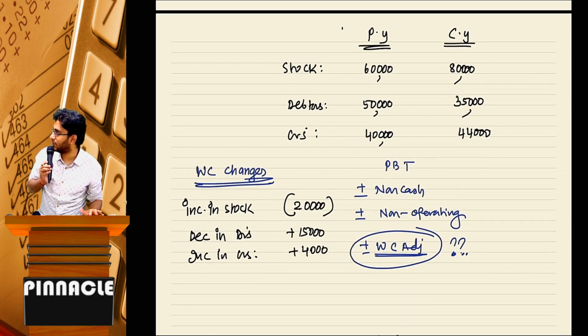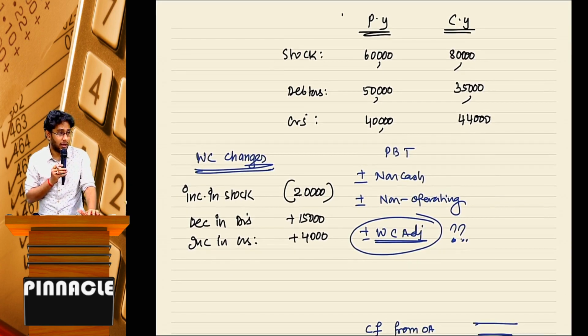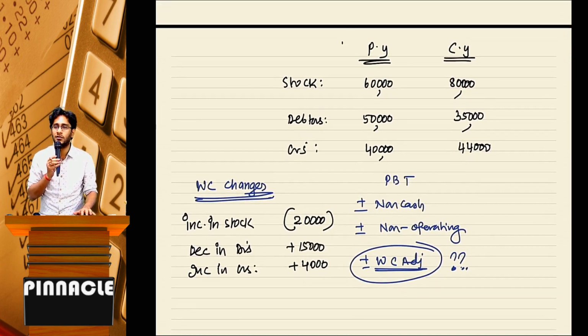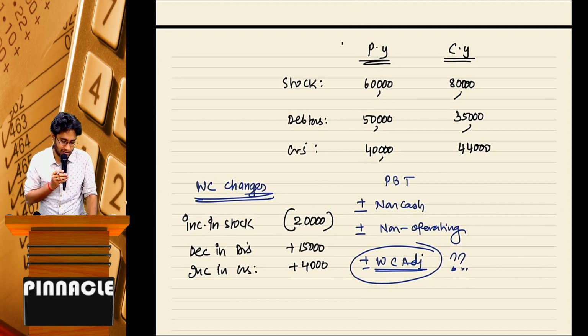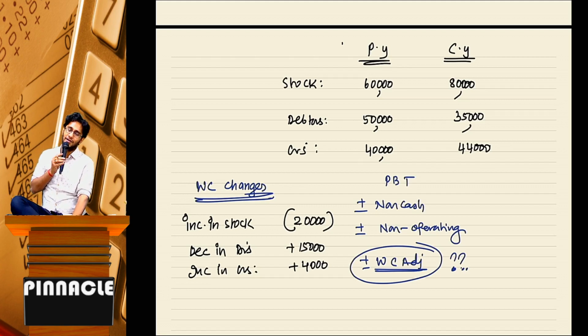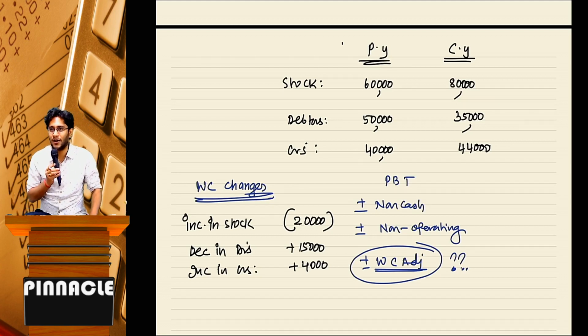Answers are correct. Tell me the reason. Increase in stock, why minus 20,000? Stock you might have purchased. Okay. Debtors decreased. Creditors increased. Not paid, it should be 40,000, no? If creditors are not paid, it should stay at 40,000. It increased, no? Answer?